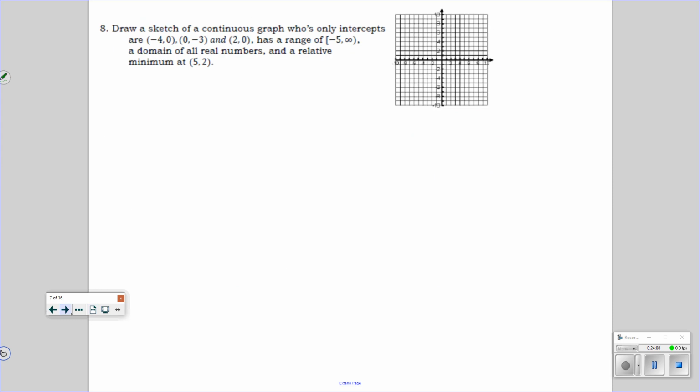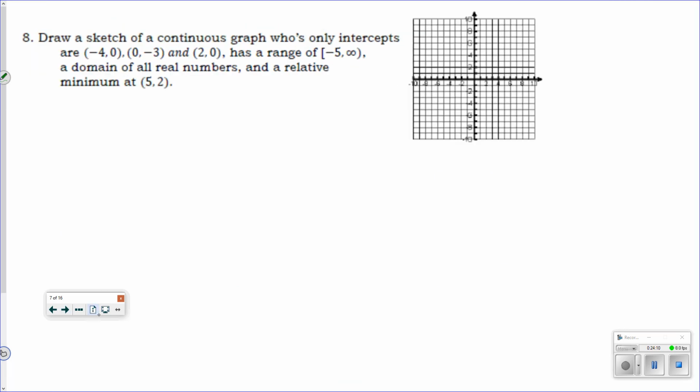Let's keep going. Draw a sketch of a continuous graph whose only intercepts are (-4, 0), (0, -3), and (2, 0), has a range of [-5, infinity), a domain of all real numbers, and a relative minimum at (5, 2). A lot going on. Let's list them all out. Continuous.